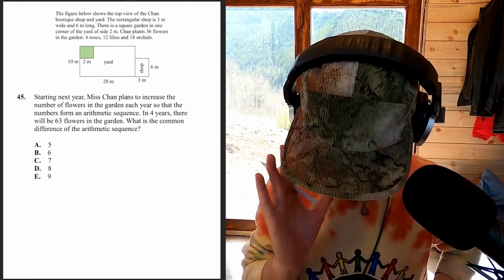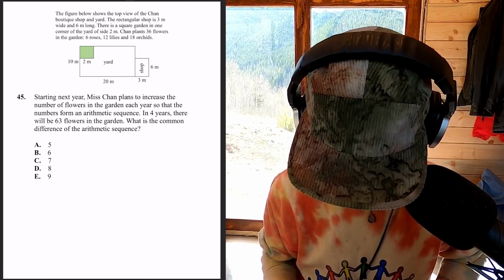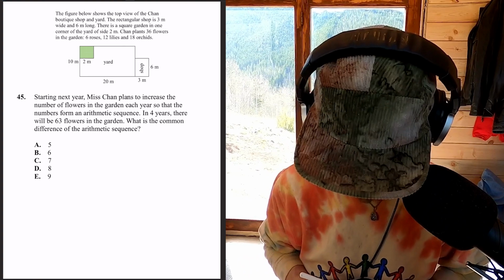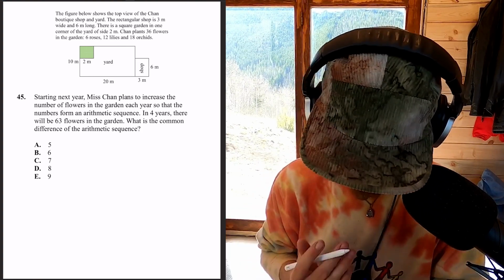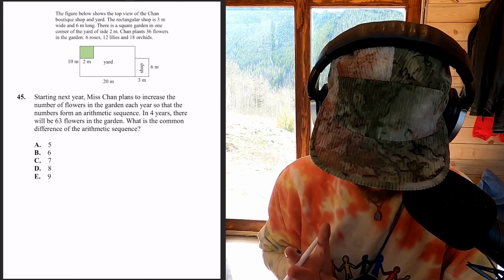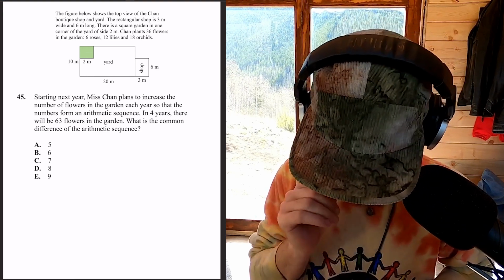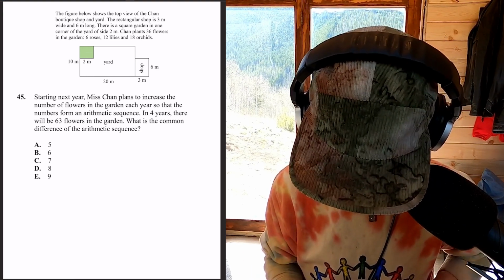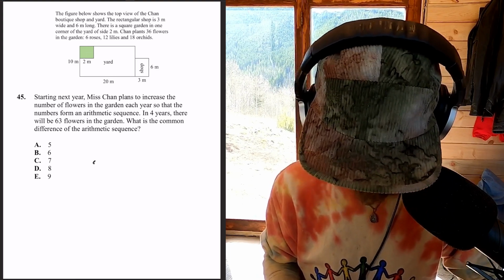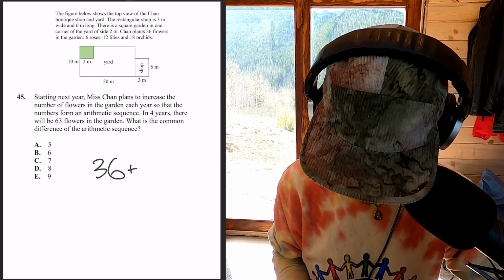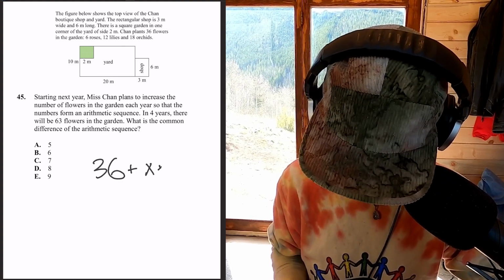Starting next year, Miss Chant plans to increase the number of flowers in the garden each year so the numbers form an arithmetic sequence. In 4 years, there will be 63 flowers. Arithmetic means add or subtract the same amount every time. What is the common difference of the arithmetic sequence? All right, so Chan plants 36 flowers in the garden.